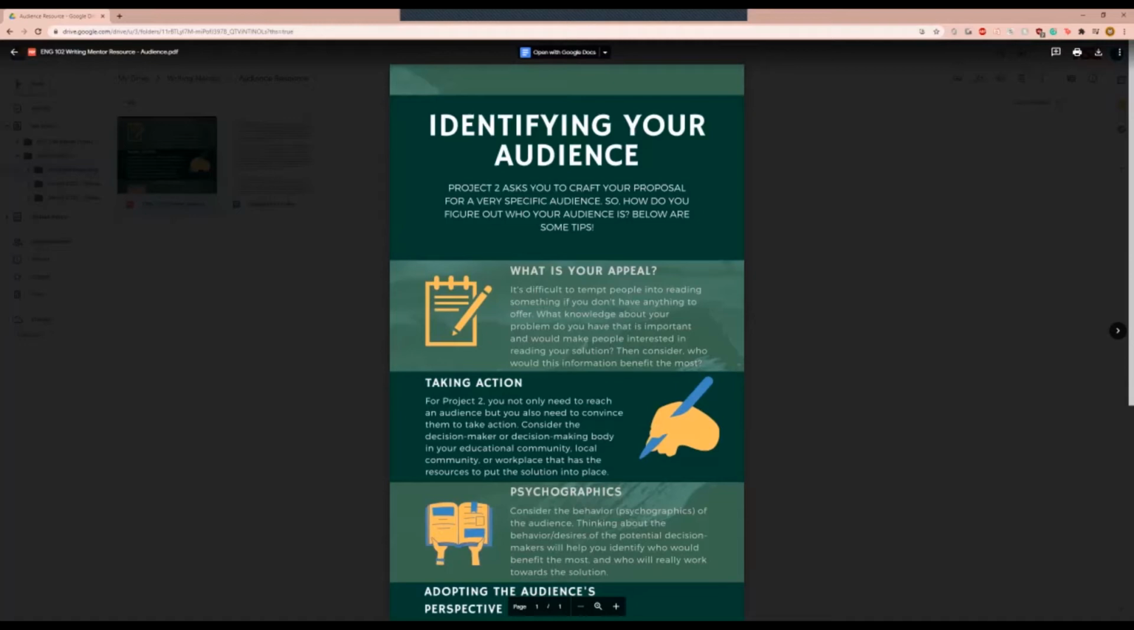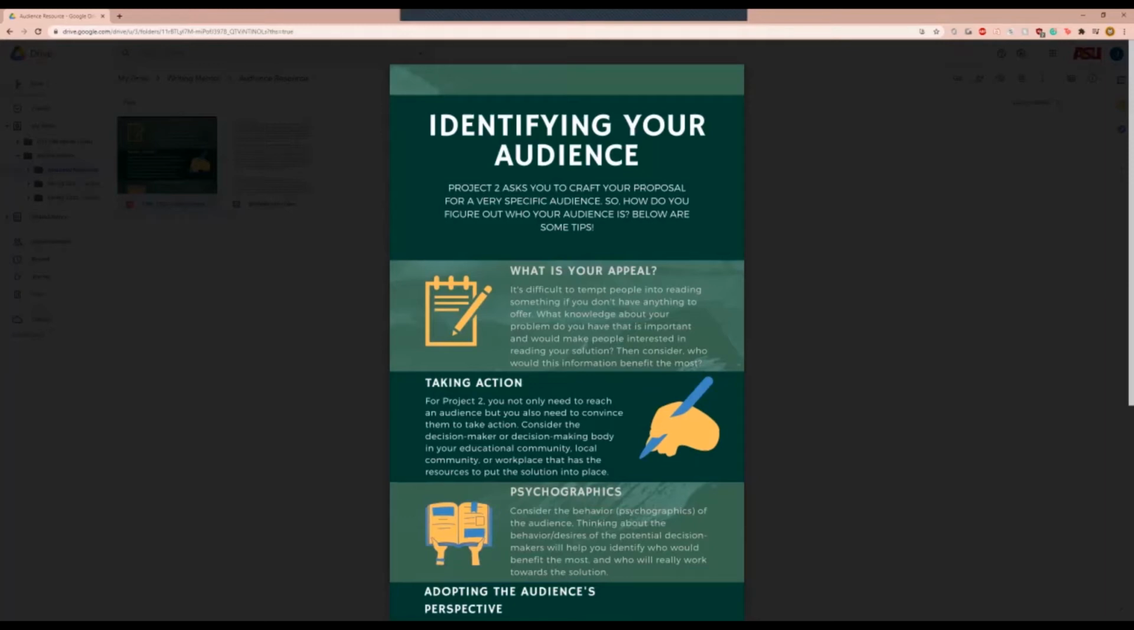So first off, what is your appeal? Attention spans are getting shorter and shorter nowadays, and with people wanting to make sure they're spending their time appropriately on what they're reading, it's important to have something in your proposal that is tempting to them and actually makes them want to read it. So while you're crafting your proposal, I'd recommend thinking about the knowledge you have about your problem that's important, new, and would make people interested in reading your solution to this problem. Once you've considered this, a good thing to do is to consider who would benefit the most from hearing the information that you have to offer, which leads us into taking action here.